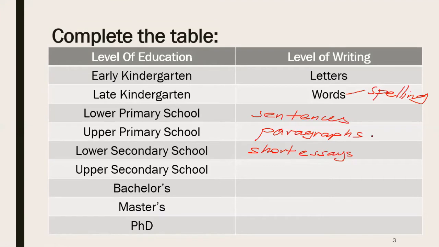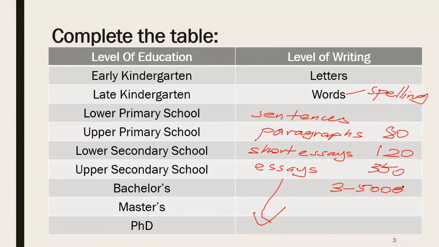How many words did you have to write for UPSR? Okay, so I'll put 80 words here. How many words do you have to write for PT3? 120? Okay, so upper secondary school, form 4 and form 5. How many words for SPM? You have to write a minimum of 350 words. How about for a bachelor's degree? How many words do you think you have to write? So for a bachelor's level, for each assignment that you write, you have to write 3,000 to 5,000 words. So it's a big jump, right? From 350 to 3,000. Crazy.